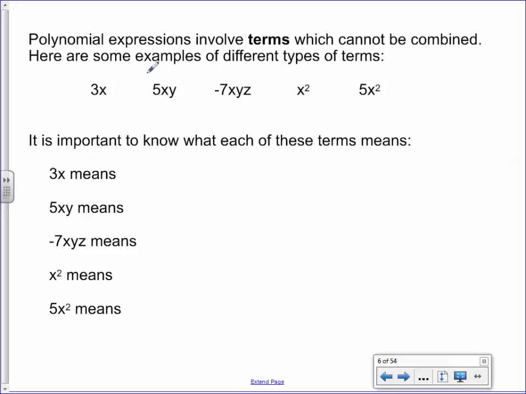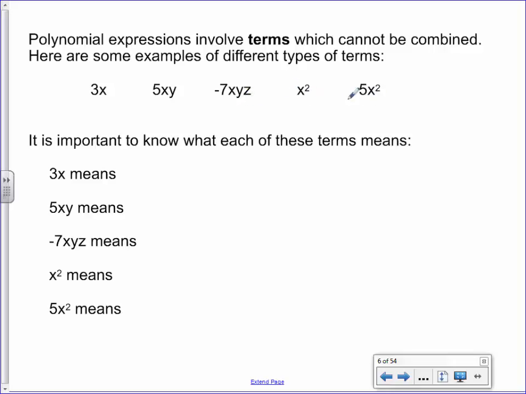So, here are a whole bunch of terms then. I've underlined the word term. These are things that can't go together. Like say 3x. Can this 3x combine with this 5xy? No, they're not like terms, right? This negative 7xyz, now there's a z on it.